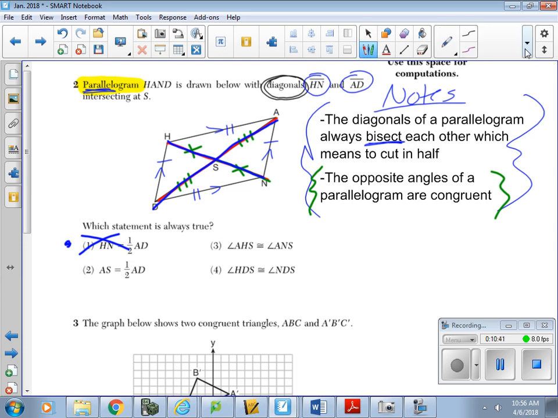AS, remember that's this side right here, AS. Is that the same length, is that 1/2 of AD? Well, it looks like that's definitely going to be true because AS, remember, bisect means cut in half. Bisect means to cut in half. So that means AS from A to S is going to be 1/2 of A to D, right? So that looks like that's going to be my answer there, okay?